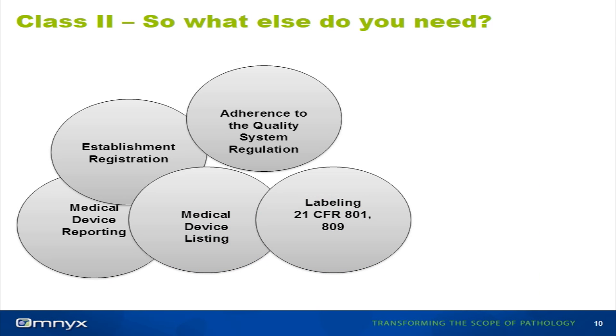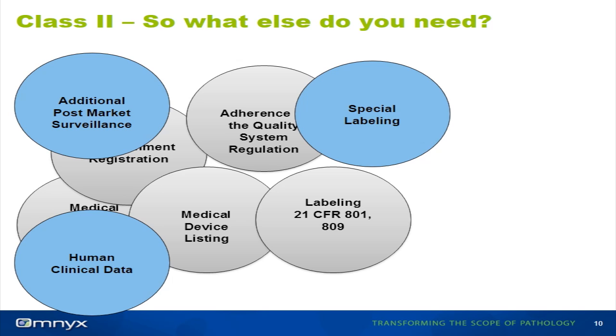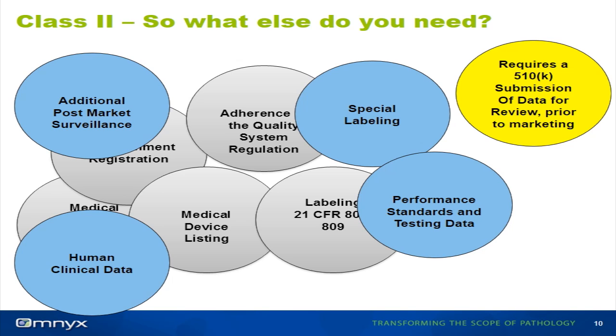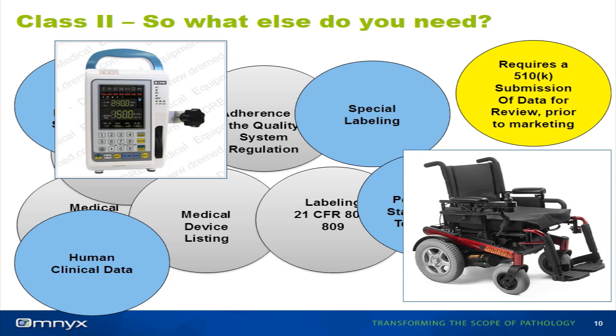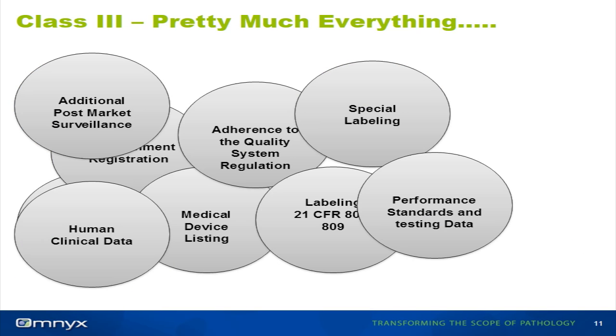For Class 2 medical devices, you require additional post-market surveillance, human clinical data, special labeling, and performance standards and testing data. And these Class 2 devices require a 510(k) submission of data for review prior to marketing. Some examples of Class 2 devices include infusion pumps, wheelchairs, and the VL4 scanner as part of the manual read of the digital HER2 application. For Class 3 devices, pretty much everything is required.